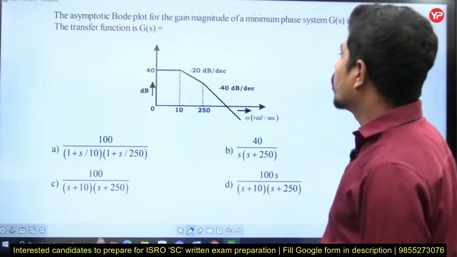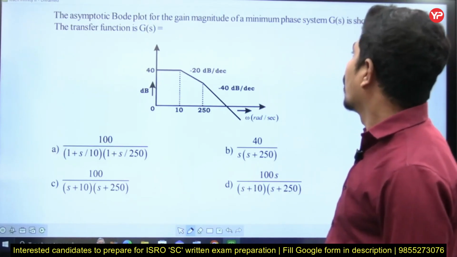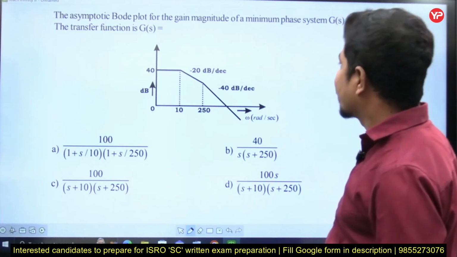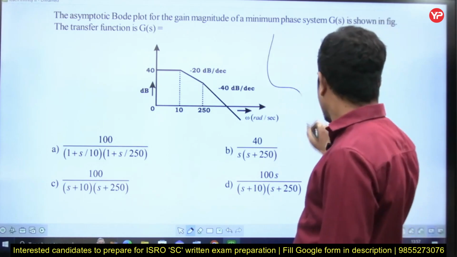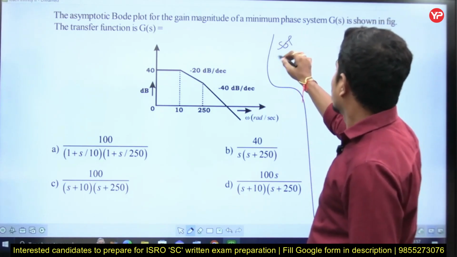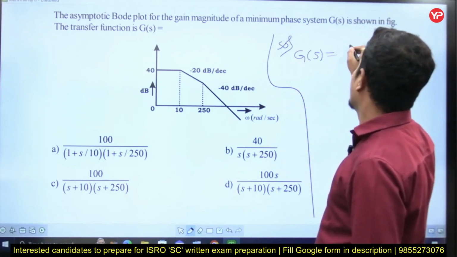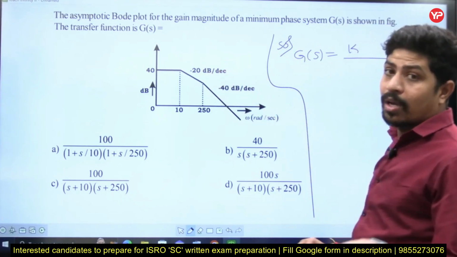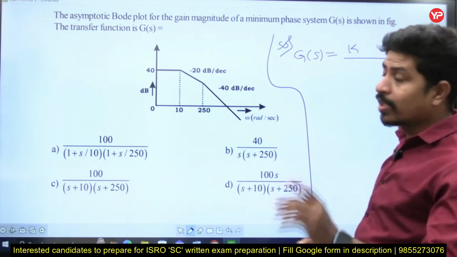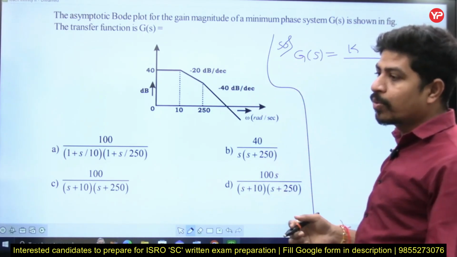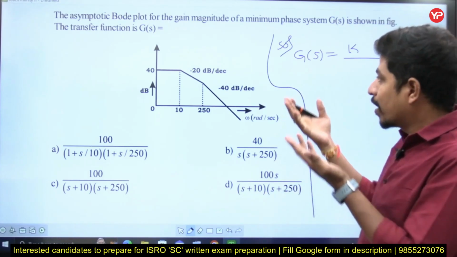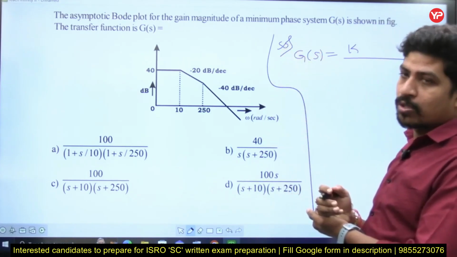The asymptotic Bode plot for the gain magnitude of a minimum phase system G(s) is shown in the figure. What is the transfer function? Solution: G(s) is equal to, every transfer function is going to have some k. The initial slope is 0, therefore there are no poles and no zeros at the origin. The initial slope of the Bode magnitude plot tells us the number of poles or zeros present at the origin. But the initial slope is 0, meaning no poles, no zeros at the origin.